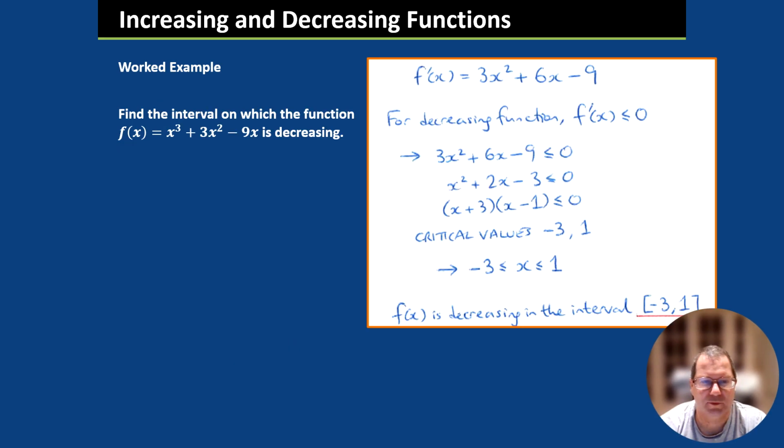And then for our second worked example, we're asked to find the interval on which the function f(x) = x³ + 3x² - 9x is decreasing. So we differentiate it and put it less than or equal to 0. The derivative is 3x² + 6x - 9. We put that less than or equal to 0. We can divide everything by 3 and factorize it. And the critical values are -3 and 1. They are the values where the expression equals 0.